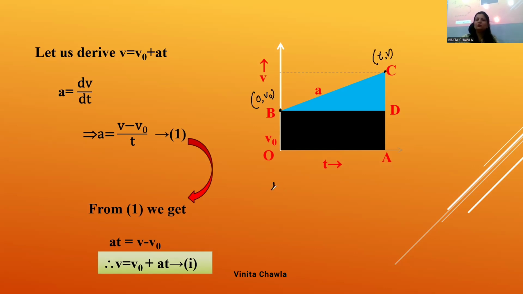And slope of vt graph gives the acceleration. So acceleration is slope of vt graph. Yes.